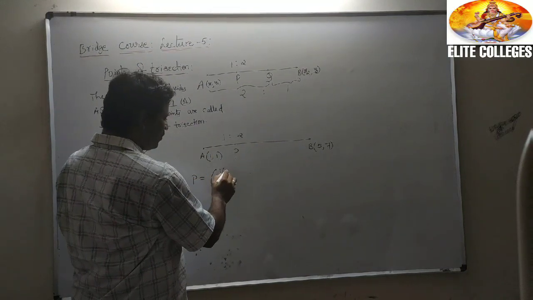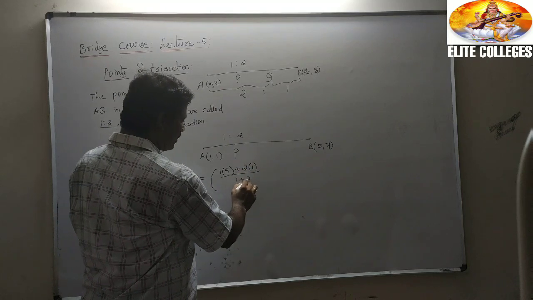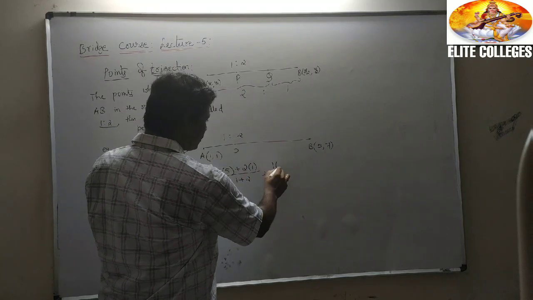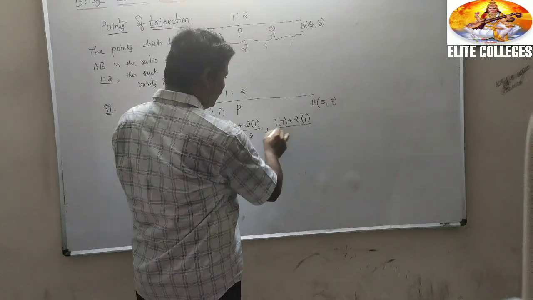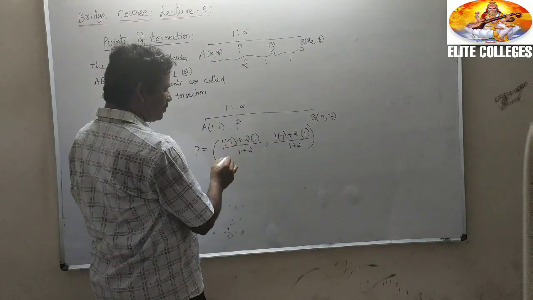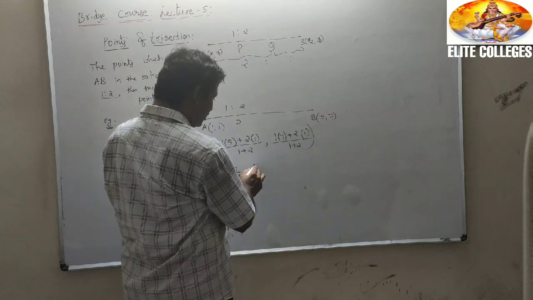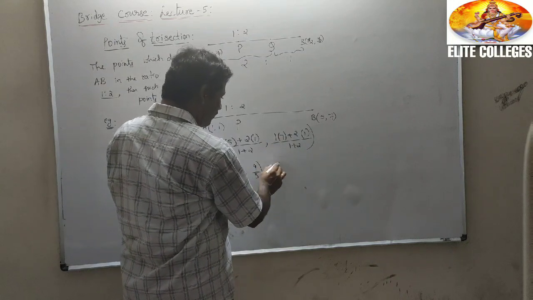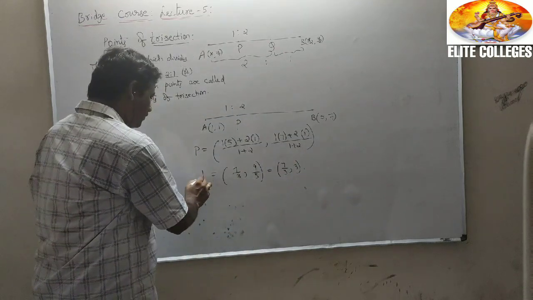What is the point P equal to? (1 into 5 plus 2 into 1) by (1 plus 2), comma, (1 into 7 plus 2 into 1) by (1 plus 2). What is this equal to? (5 plus 2) is 7 by 3, comma, (7 plus 2) is 9 by 3. That is equal to 7 by 3, comma 3. So that is the point P.